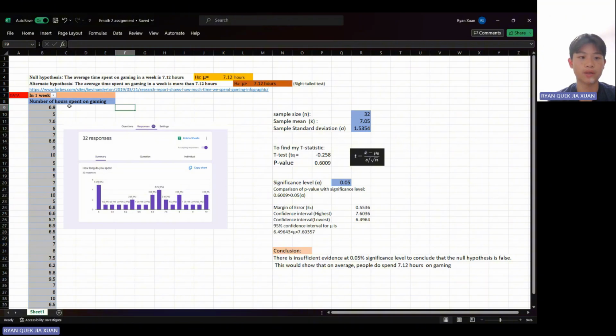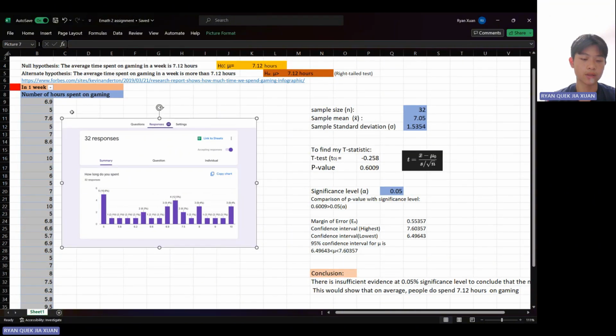After looking at the report, the null hypothesis states that the average time spent on gaming in a week is 7.12 hours, while the alternate hypothesis says that the average time spent on gaming in a week is more than 7.12 hours, which is a right tail test. Choosing this as my alternate hypothesis allows me to find out if there will be enough evidence to reject the null hypothesis. Here is the link to the report.